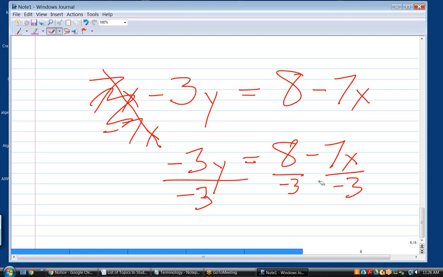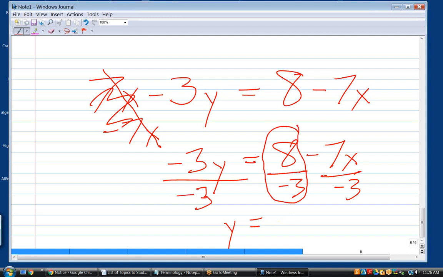I could have just done it in one step. That's the same thing. All I'm doing is doing 2 steps in one by breaking it into 2 fractions, because I'm going to want to do that at one point. So now I have my y on the left side, all alone, and what do I have on the right side? 8 over negative 3 minus... Let's not write it like that. How should that be written?